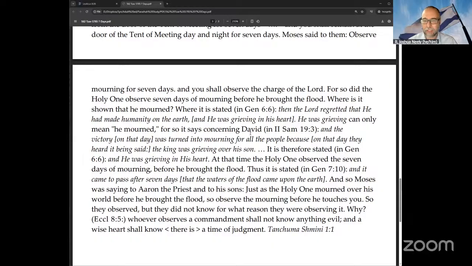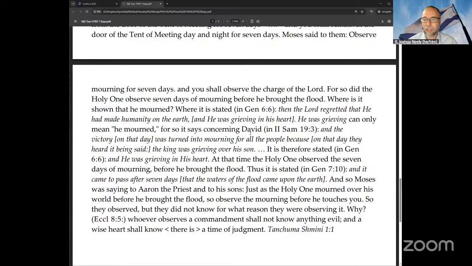It is therefore stated in Genesis 6:6, "And he was grieving in his heart." At that time, the Holy One observed the 7 days of mourning, the standard length of mourning that we find in Shiva, before he brought the flood. God mourned and then carried out the disaster.